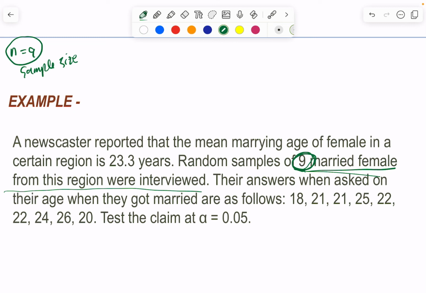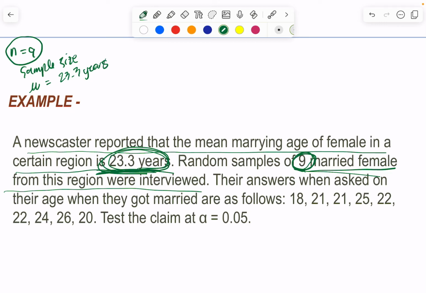Nalantaw nato diri ang problem. So, a newscaster reported the mean marrying age of female in a certain region is 23.3 years. So, naghatag siya claim dinhi. Kaning 23.3 years, this is your population mean. So, these are the only thing or data nga naa nato. Wala tay sample standard deviation ug wala pud tay sample mean. So, kinahanglan pa nato siya pangitaon.